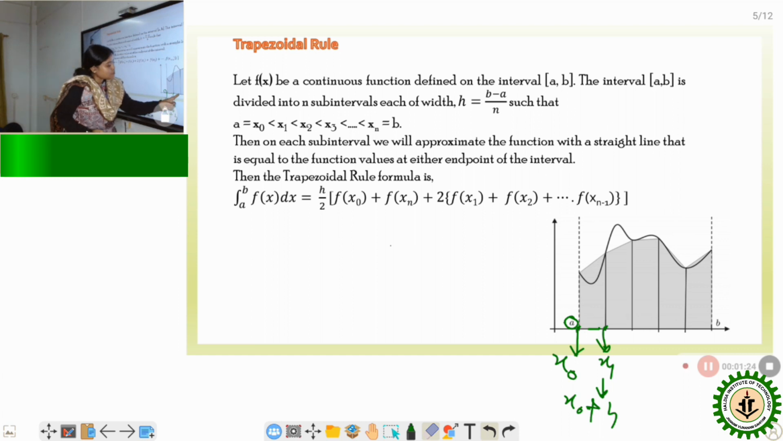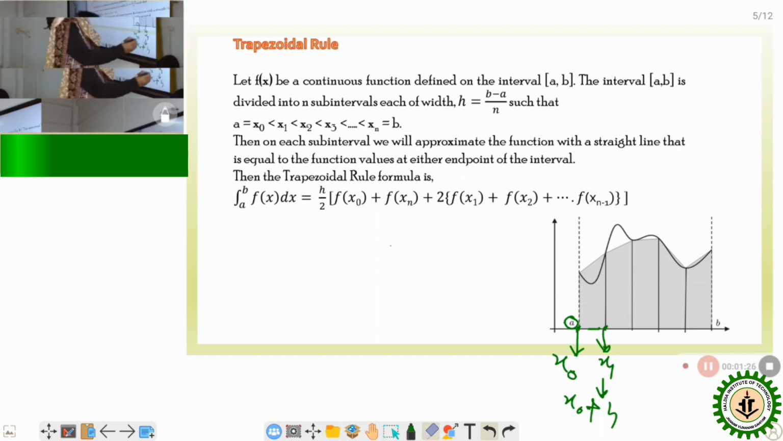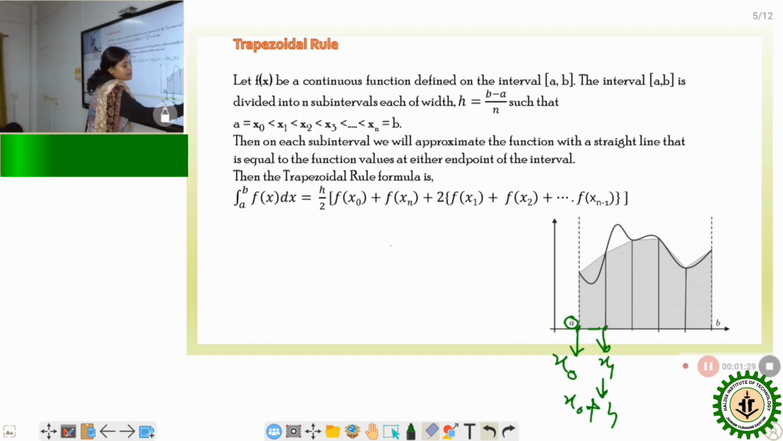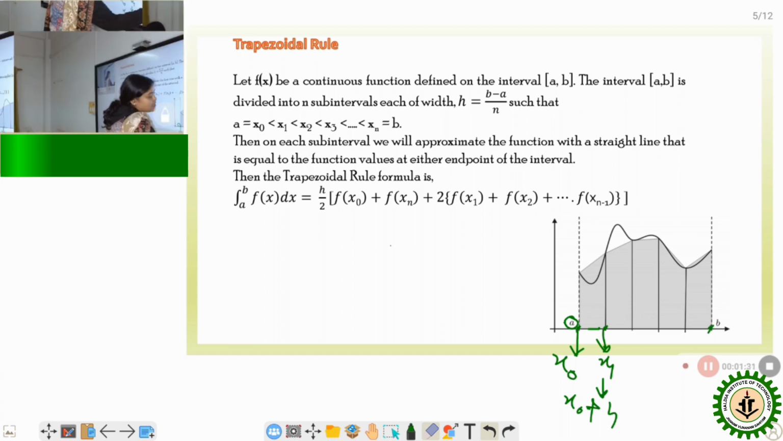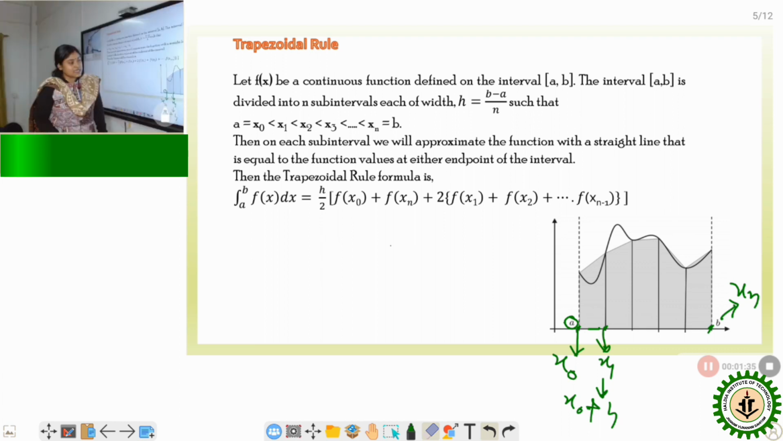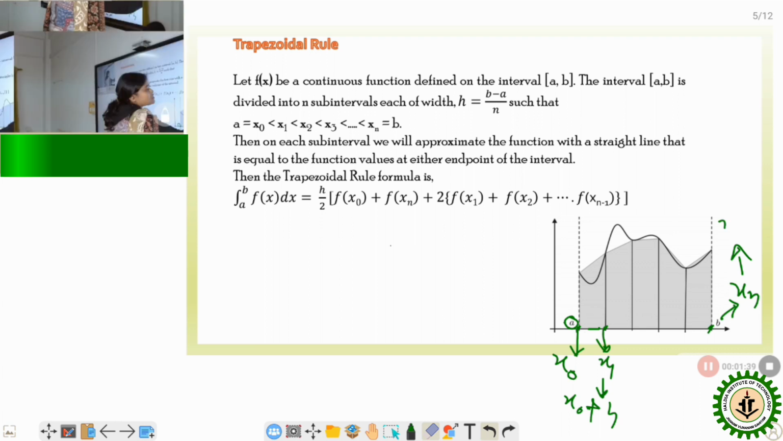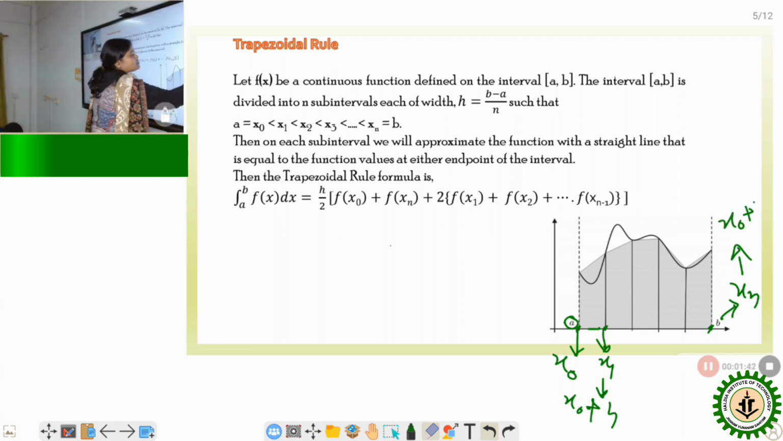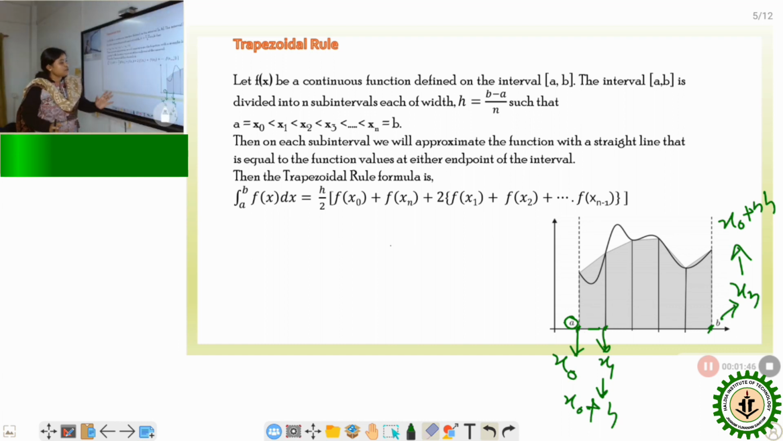So similarly, the next point will be x2. x2 is nothing but x1 plus h. In this way, the last point b, let it be xn. And what is your xn? xn is x naught plus nh. So we have to divide the interval AB into n number of subintervals, each of width h. That is the main thing we have to do first.